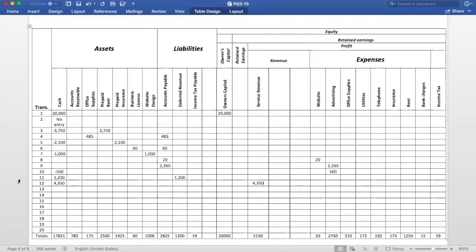Number 13, you provide services to a customer who has not yet paid. Since they haven't paid, accounts receivable will increase and your service revenue will also increase. Number 14, you pay for the utilities for the month in cash. Cash will decrease and utilities expense will increase.